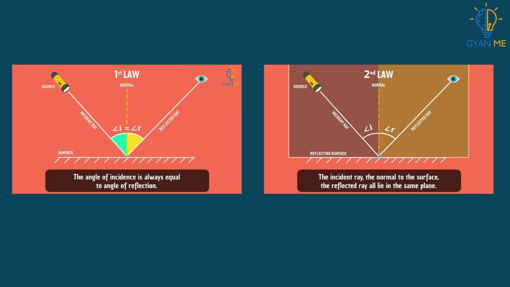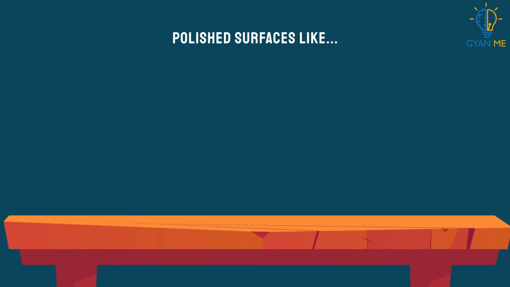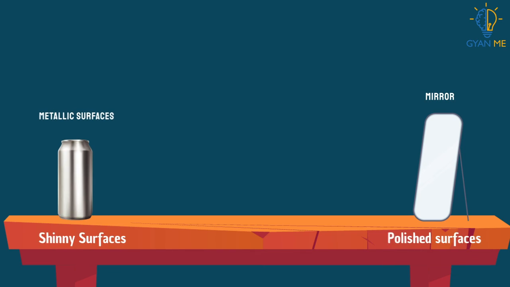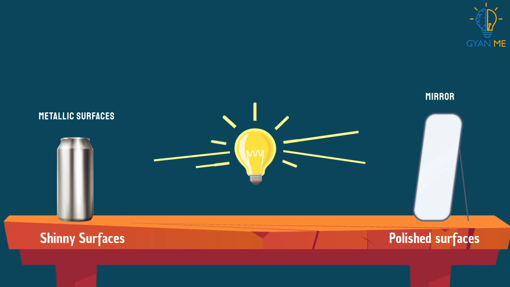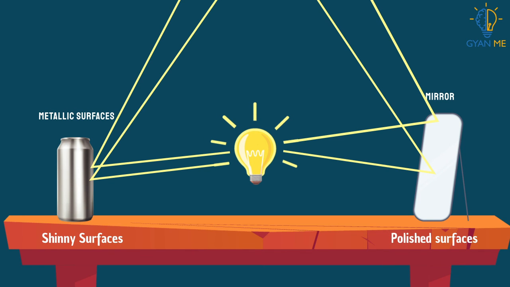These laws are true for all types of reflecting surfaces, whether smooth or rough. And we also know that polished surfaces like mirror or metals reflect maximum light falling on them.